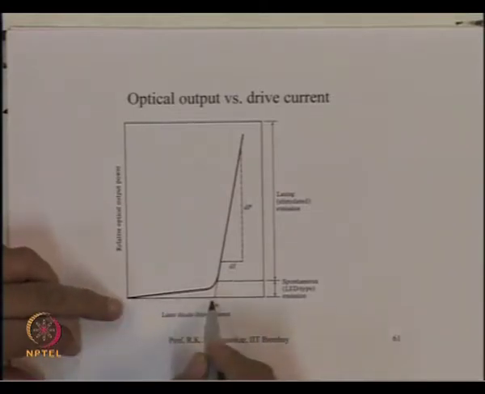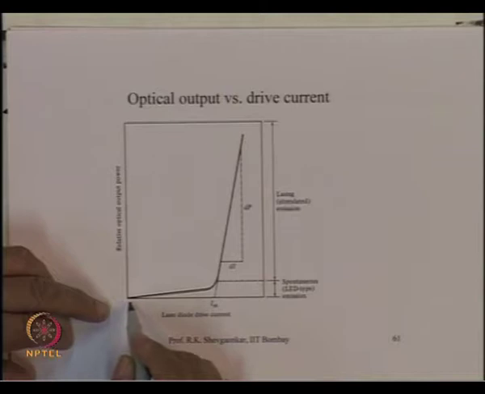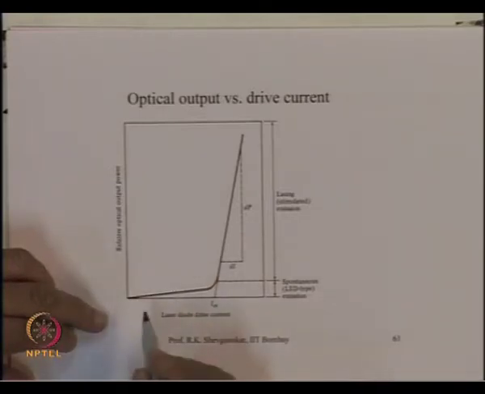Now, at low current, since the stimulated emission process has still not overcome the losses inside the device, it will start functioning like an LED. So, we have a linear relationship between the current and the optical power, but the slope of this is very small because the efficiency of the device is very, very small.